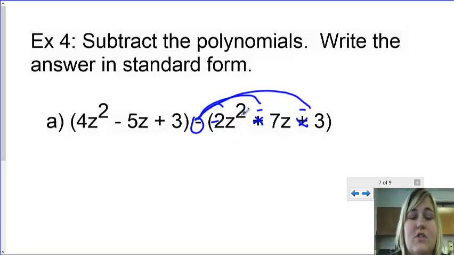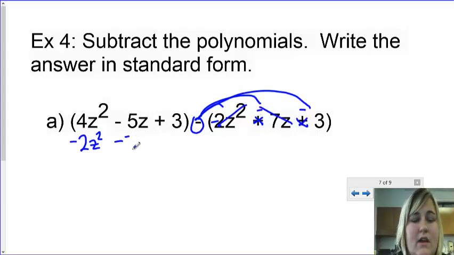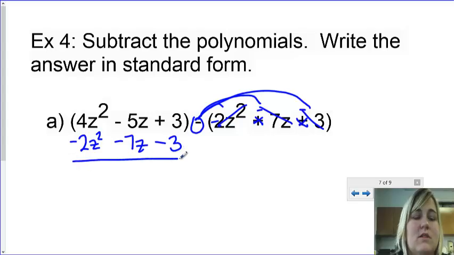So I have negative 2z squared, which I'm going to stack under the 4z squared. So I'm done with that one. Negative 7z, I will put under negative 5z because they are like terms. Negative 3 is going to go under positive 3 because they are like terms. So I have positive 3 minus 3. Those just go to 0. I'm not going to show it in my answer. Negative 5z minus 7z gives me a negative 12z.